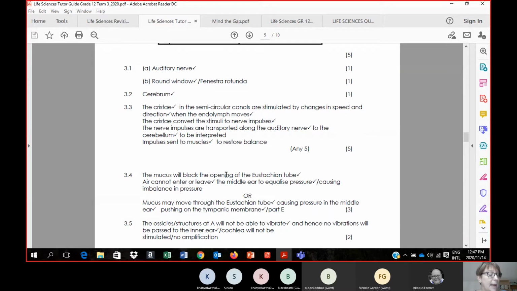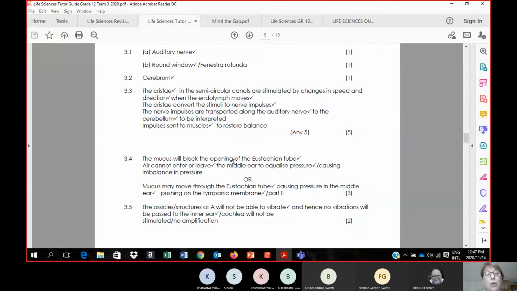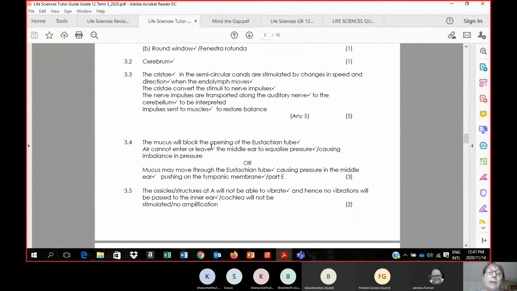Then the next one says, describe how an increased production of mucus in the nose and throat may lead to the bursting of part E. And part E, remember, is the eardrum or tympanic membrane. So here we've got two possible solutions. So you can either say the mucus will block the opening of the eustachian tube. Remember, that's that little tube that goes from the middle ear into the back of the throat. So air cannot enter or leave the middle ear to equalize pressure, causing an imbalance in the pressure.